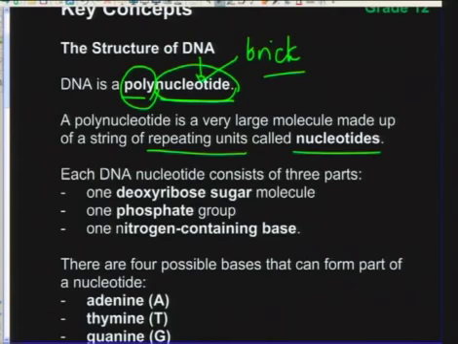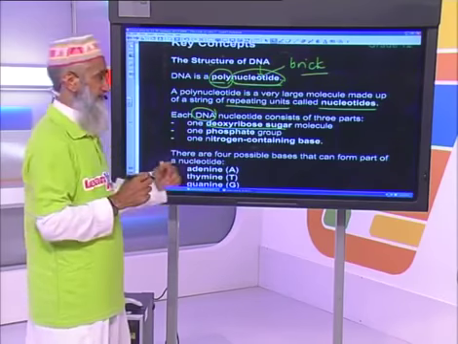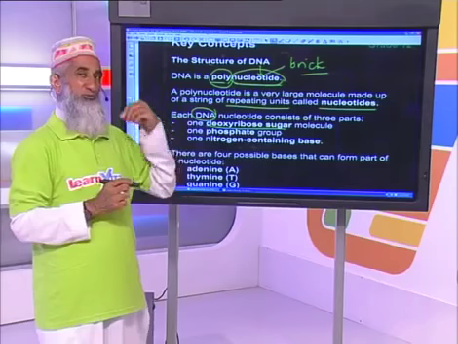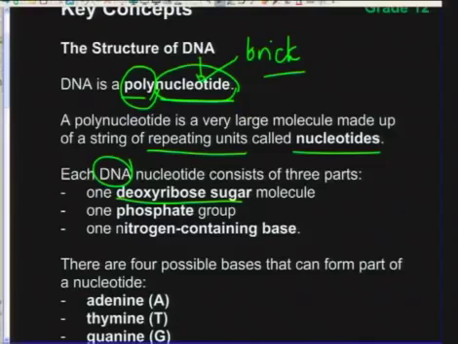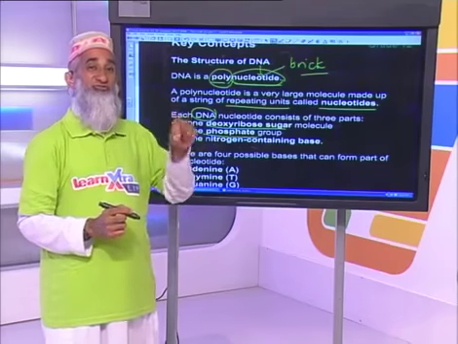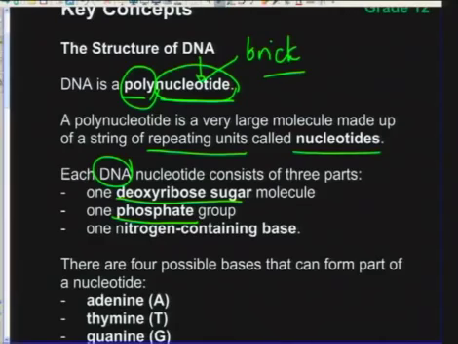We've discussed that already. Each DNA nucleotide consists of 3 parts, and I told you we're coming back to this now. 1, deoxyribose sugar. Remember, in DNA, we are talking about deoxyribose sugar. We must understand this because when we talk of RNA, we're going to talk about a ribose sugar. So keep that in mind. One phosphate group, and it's not phosphorus, but a phosphate group. Keep that also in mind. And one nitrogen-containing base.